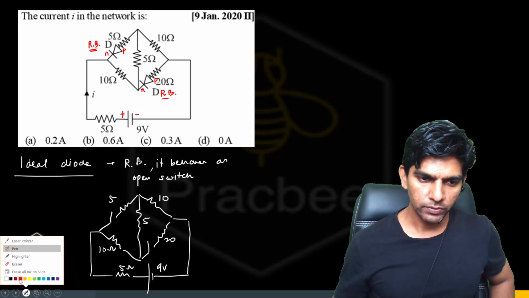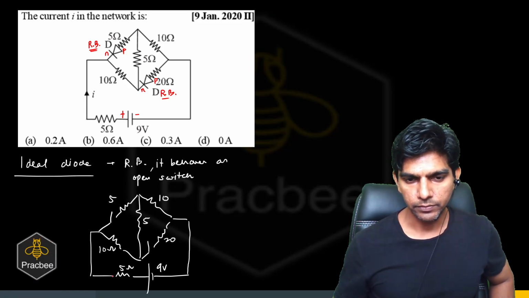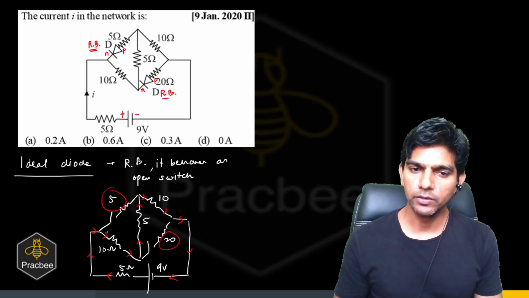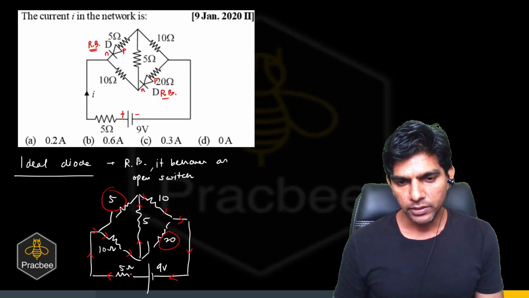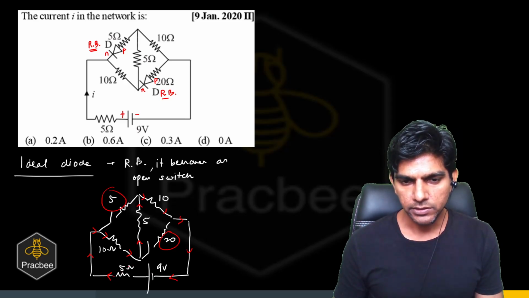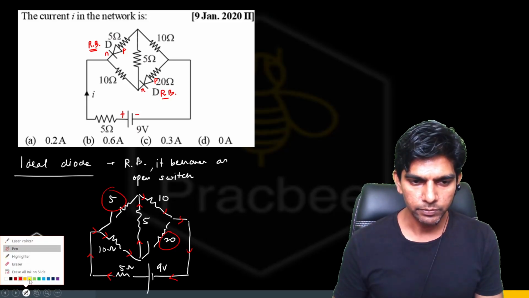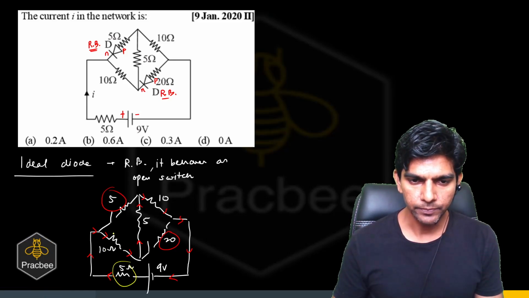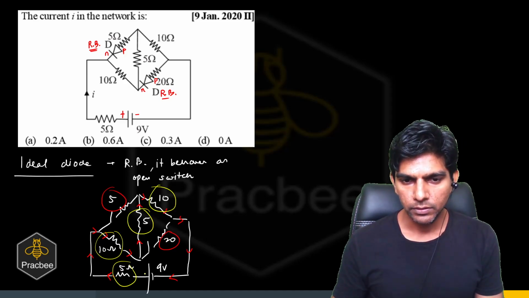So if I show the direction of the flow of current, the current will flow like this. It will not pass through the open circuits. Can you see now this 5 ohms and this 20 ohms are not contributing anything, so we can remove them. So the current is flowing in a path which has a resistance of, let me add up all these resistances, 10, 5, 5, 10, so around 30.